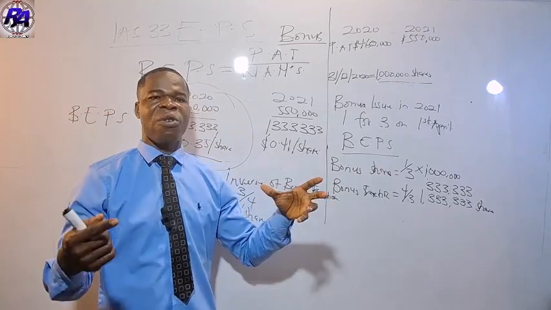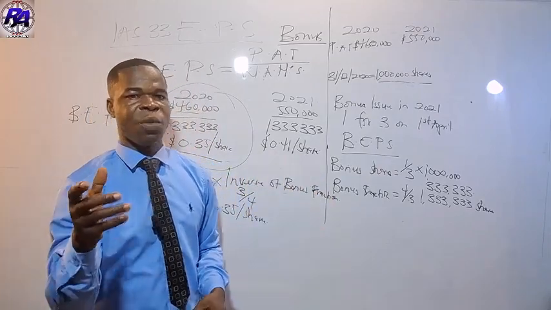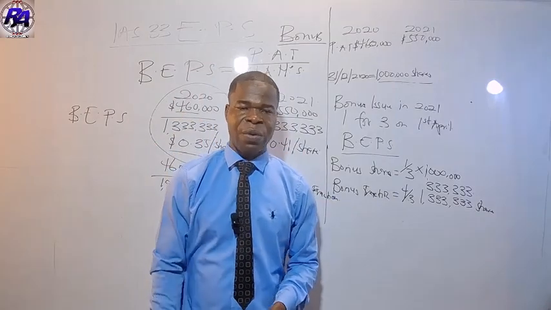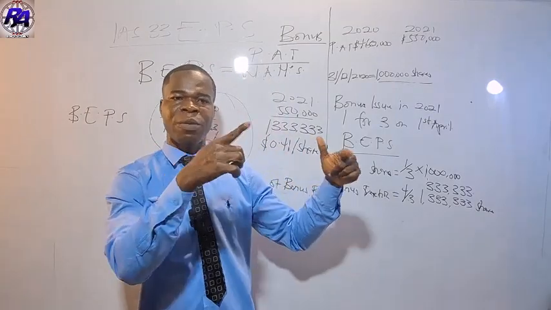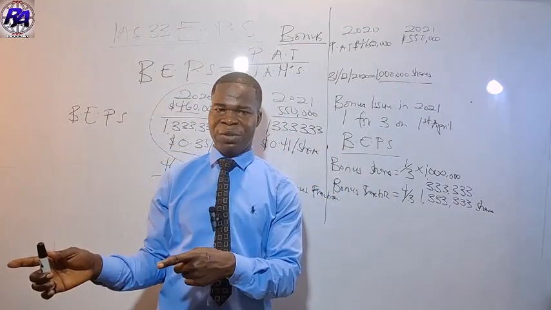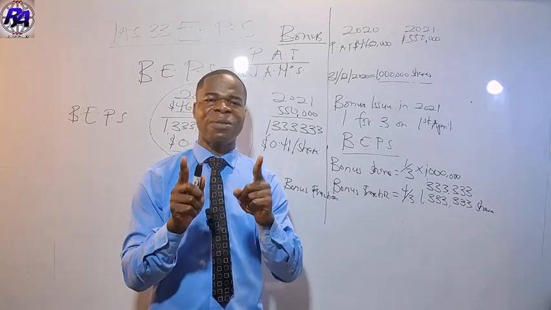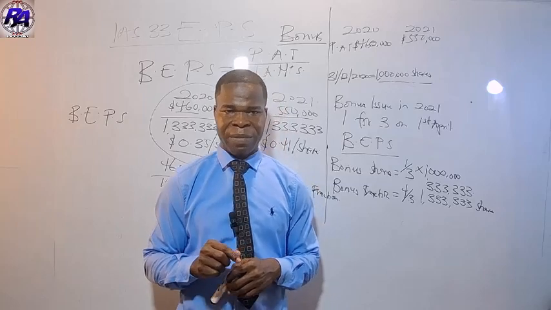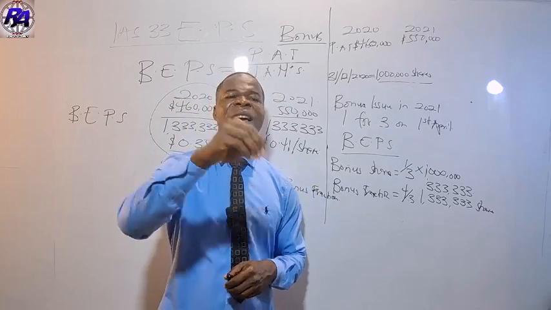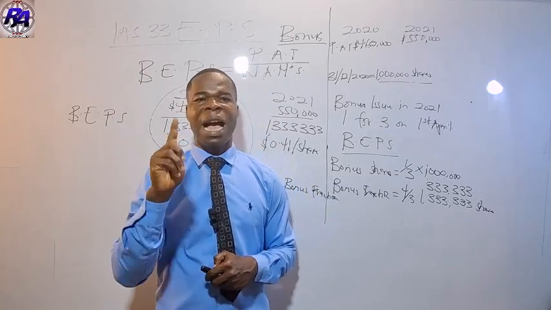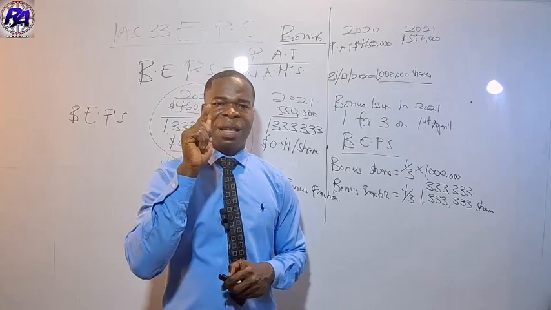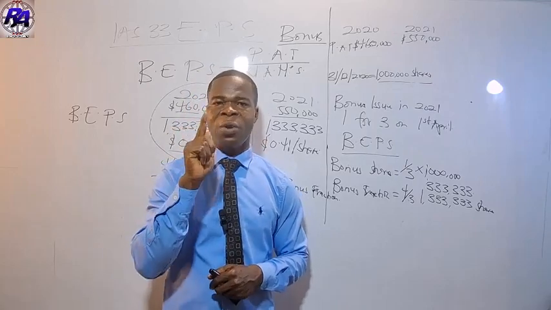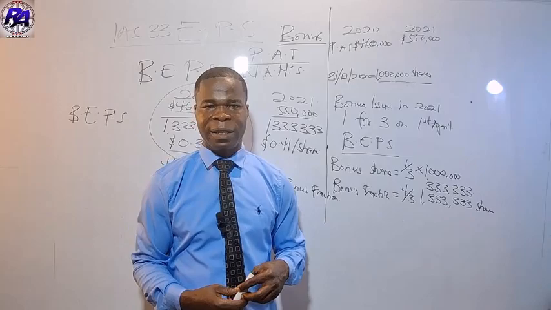So this is it on bonus issue. This is it when there is a bonus issue. Now we want to take when there is a bonus issue and there is a market issue in the question. How do you deal or how do you calculate basic earnings per share? When there's a bonus issue in the question and there's a market issue in the question, how do we compute for basic earnings per share?